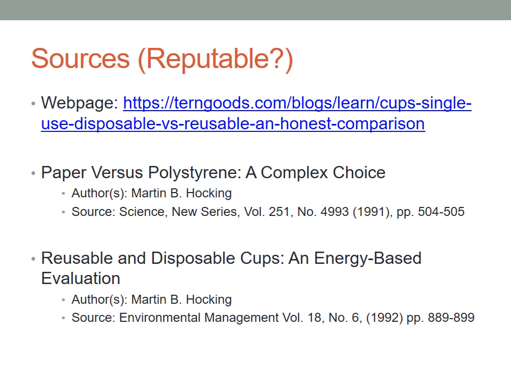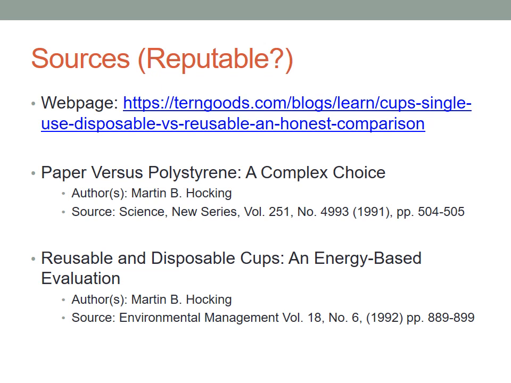So back to the sources that I use. A lot of the data that I use today came from a study in 1991. Its source is Science, a journal. That was a very good study presented on paper versus polystyrene. The comparisons were quite simple, but as we found out today, a lot of the decisions are actually different depending on how it's going to be used, where it's going to be used and at what stage of its life cycle. So A Complex Choice is the title, a very, very apt title.